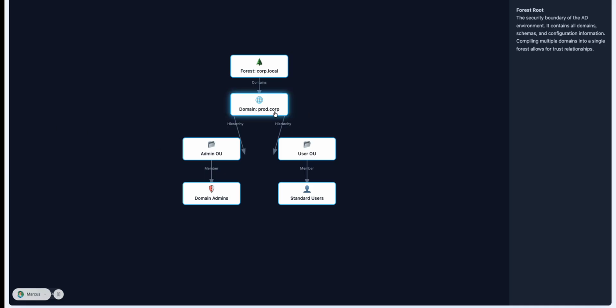Notice the separation of OUs. Placing administrators in a dedicated OU allows us to apply a tiered administration model. The domain admins group represents Tier 0 access. This is a high-value target. Any account nested here has full control over the domain. Attackers usually gain a foothold here among standard users. Security engineering focuses on preventing lateral movement from this level up to the admin OU.